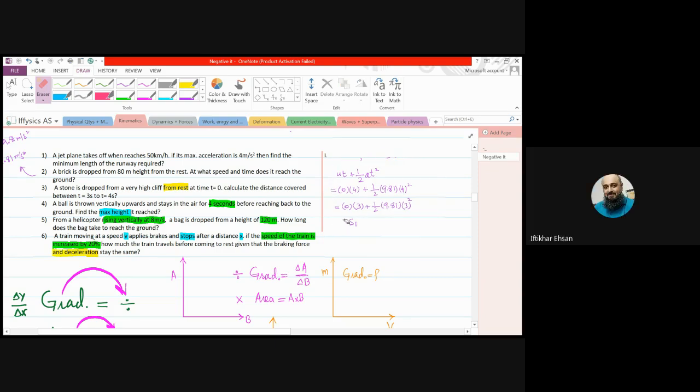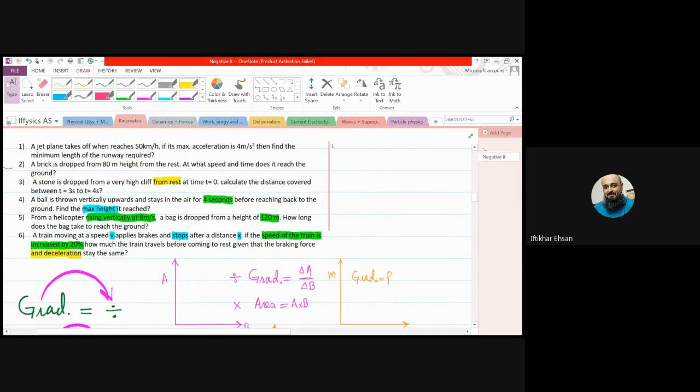Okay. Now beta, question number 4. Now the tougher questions are coming. Question number 4 says a ball is thrown vertically upward, stays in the air for 4 seconds before reaching back to the ground. Find the maximum height it reaches. Again, air resistance is negligible in all these.